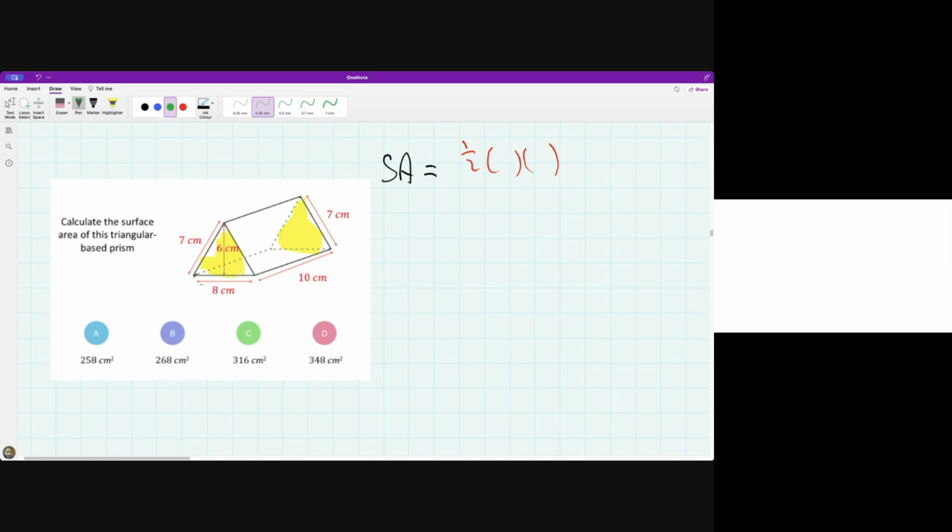I think all of you can see the base is 8 and the height is 6. And then a clever thing to do is to times that by 2 because you have two triangles. Now you still have more work to do though. And then once you've got your answer, choose your option in the chat.